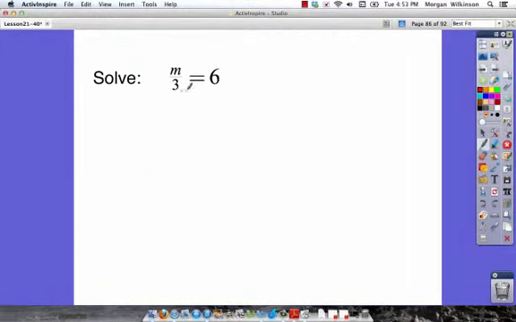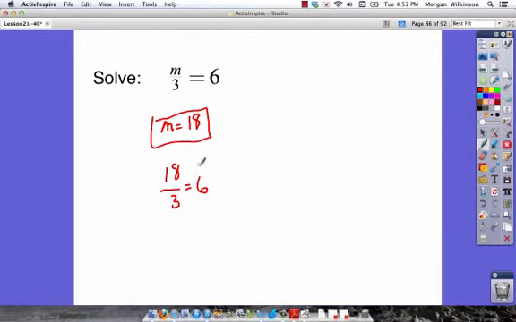Alright, we have m divided by 3 is equal to 6. This is saying, what number divided into 3 equal parts equals 6? Can you think of what that number would be? It's like saying 6 times 3. 6 times 3 would have to be equal to 18. So m is equal to 18 because 18 divided by 3 equals 6.